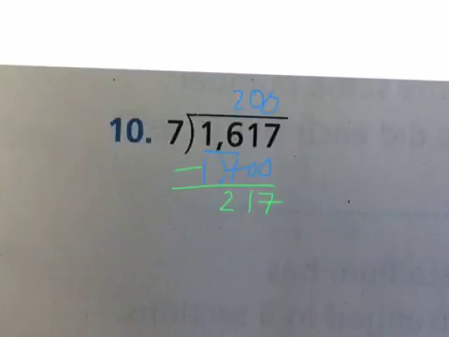Your new question is how many 7s are in 217. So you can start with how many 7s in 2, there's none. How many 7s in 21? That's 3. So 30 7s would be 210. Subtract. You only have 7 left. How many 7s are in 7? That's 1, exactly. Add up your partial quotients, and you should have a complete quotient of 231. Let's go on to the next one.